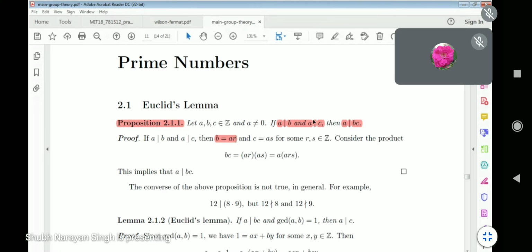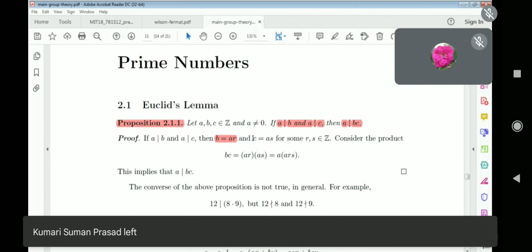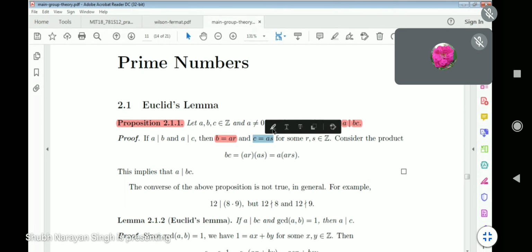And also c. This is another information, a divides c. That means c can be written as the product of a with some integer I call s. So c can be written as a dot s, where s is some integer. So this is the formal way of writing. If a divides b and a divides c, then b can be written as a times r and c can be written as a times s for some r, s which are integers belonging to Z.